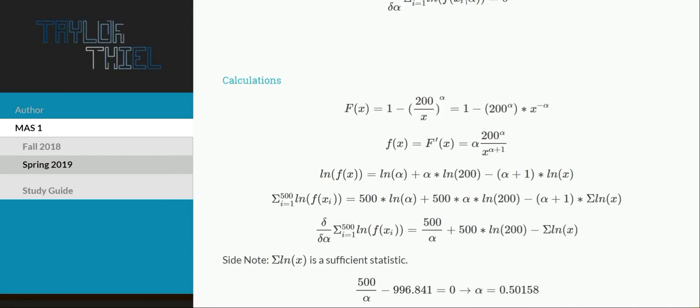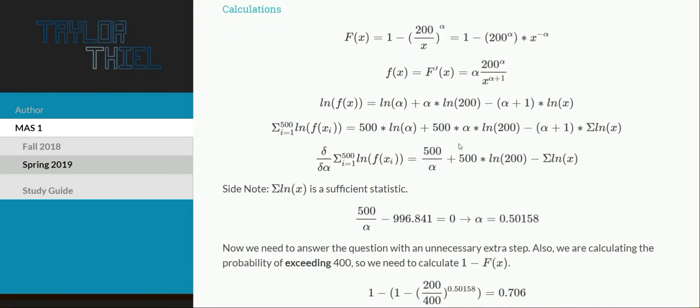Now we can move on to the calculations. First off, I just want to remind ourselves of the CDF that we were provided. That was 1 minus (200 over x) to the power of alpha. And then just to make the derivative simpler, I decided to rewrite it, pulling this x out and putting it to the power of negative alpha.